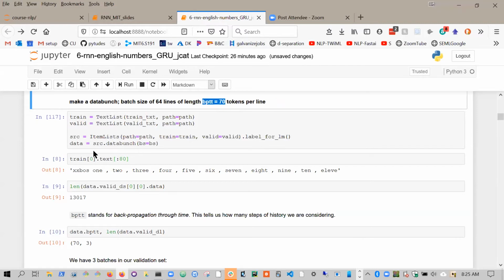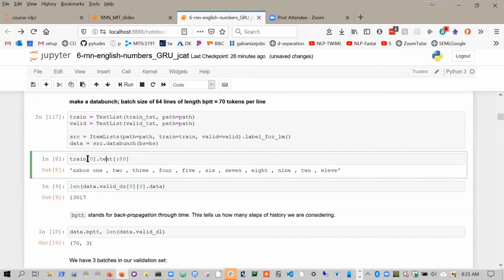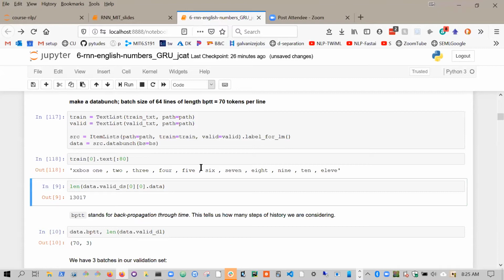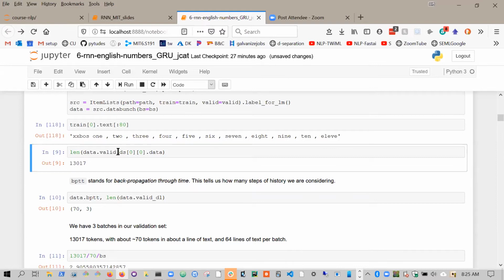So here's our data bunch, and we can look at the first few words in it. XXBOS, remember, is the token for beginning of string, and the whole data set is just one long string. So you're going to have a beginning of string token, and then 1, 2, 3, 4, 5, 6, 7. Those are the first few elements, and then we can look at the length of the thing: 13,000 for the validation set.